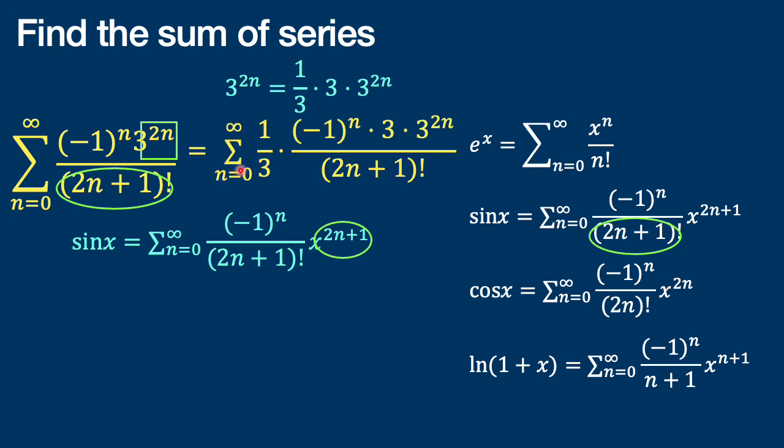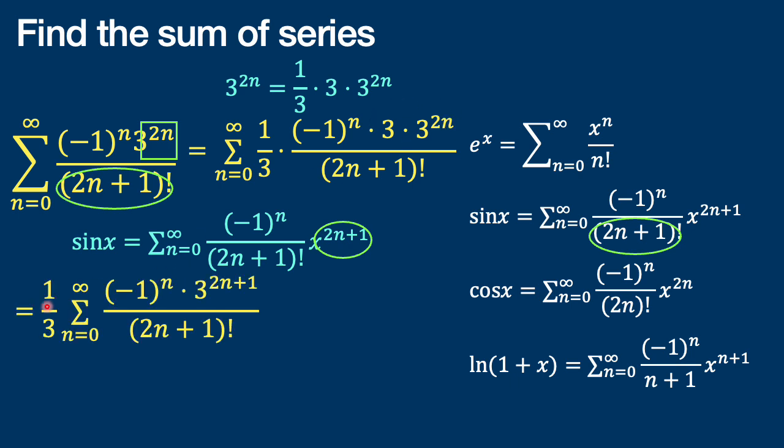So this power series is going to be 1/3, with 3 times 3 to the 2n. So this term makes 3 to the 2n plus 1. The 1/3 is outside the sigma. Now 3 times 3 to the 2n is 3 to the 2n plus 1. That's exactly the same as the power in the Maclaurin series of the sine function. So here the power is 2n plus 1, here the power is 2n plus 1. So this one is a form of the Maclaurin series for sine.